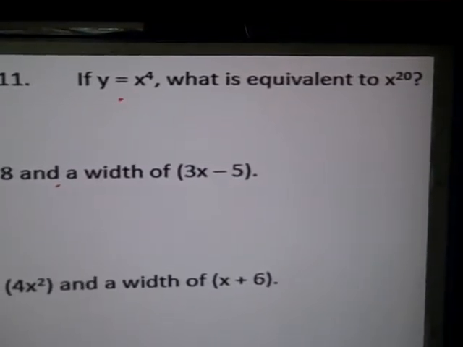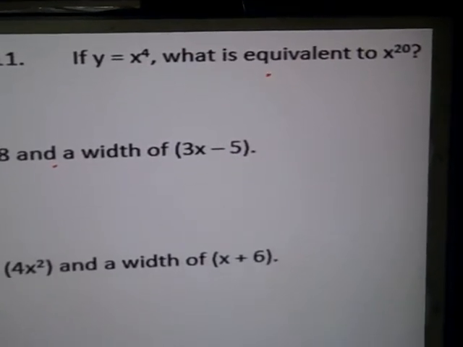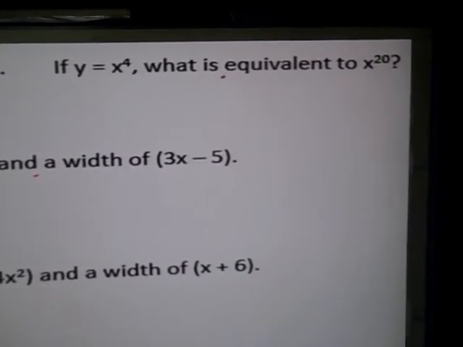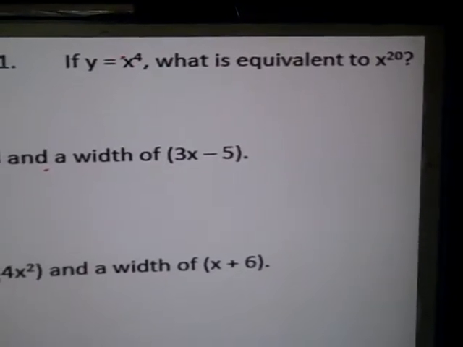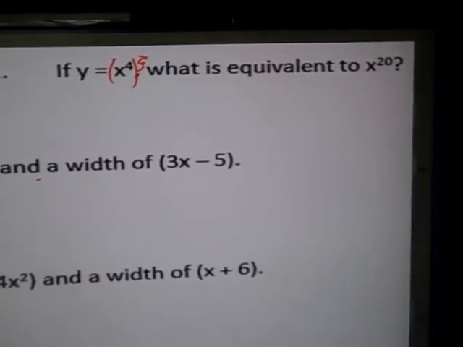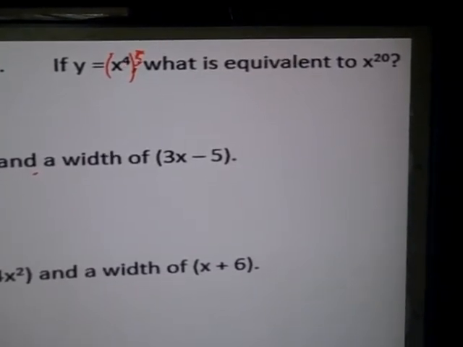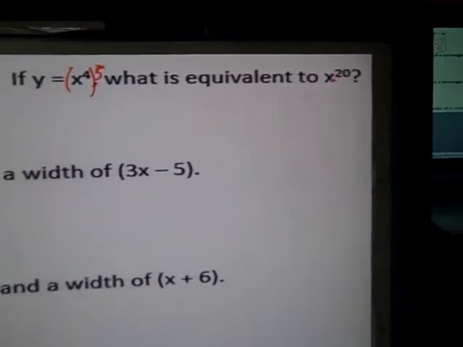Word problems: if x to the 4th is equal to y, what is x to the 20th equal to? To get from x to the 4th to x to the 20th, you just multiply 4 times 5. And we multiply exponents when we have an exponent and another exponent right outside. 4 times 5 is 20.